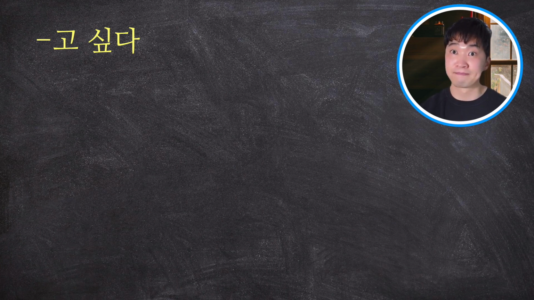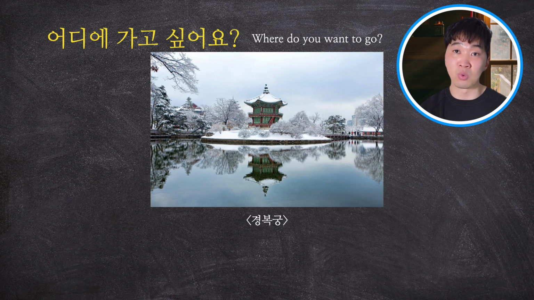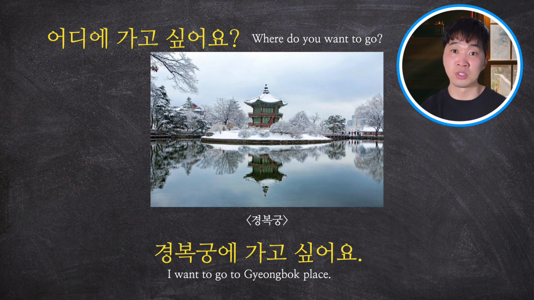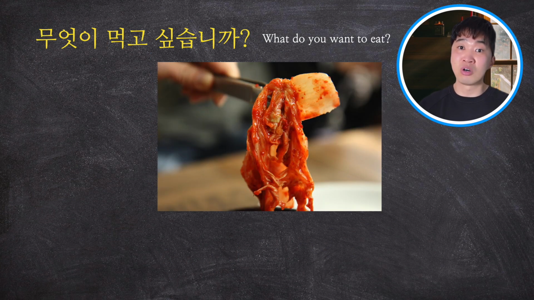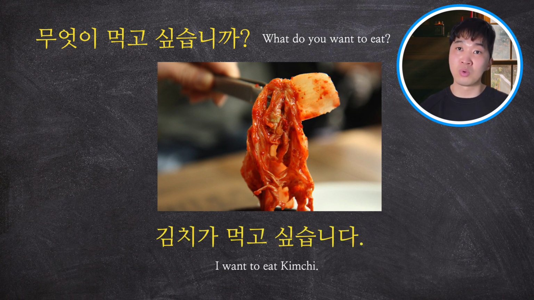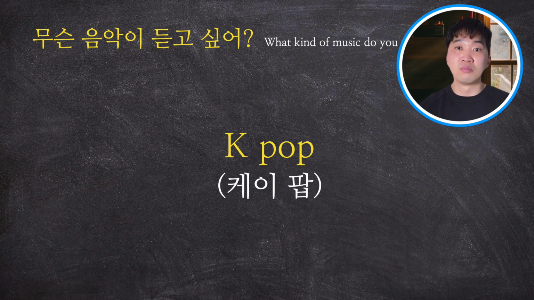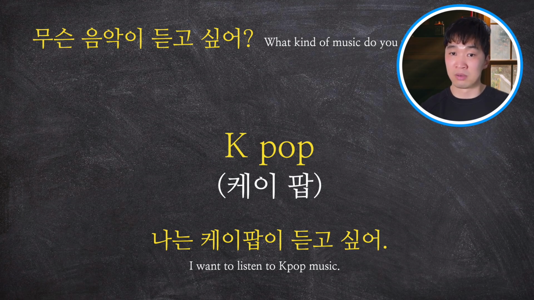Okay? 어디에 가고 싶어요? 경복궁에 가고 싶어요. 무엇이 먹고 싶습니까? You answer to me in formal setting. That is 김치. 김치가 먹고 싶습니다. Good. 무슨 음악이 듣고 싶어? And you will answer to me 반말 too. Okay. K-pop이 듣고 싶어. In this video, we learned how to use 고 싶다.